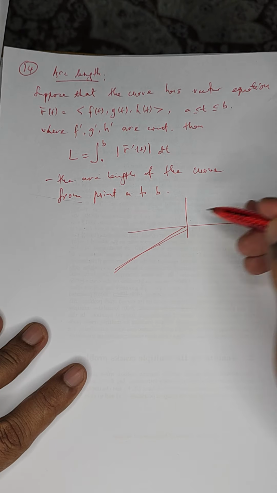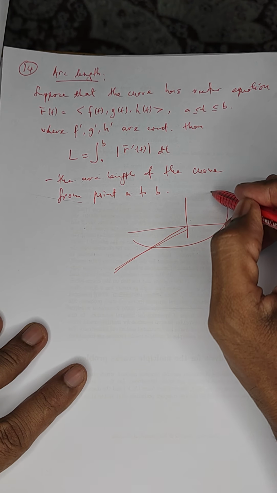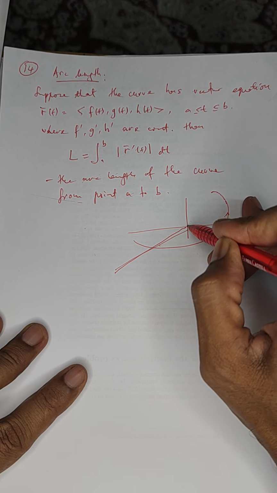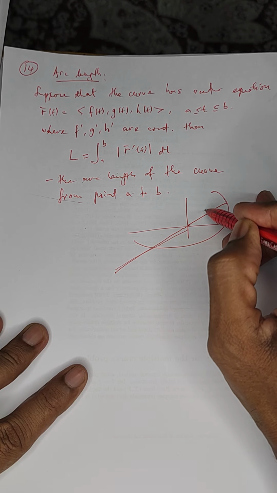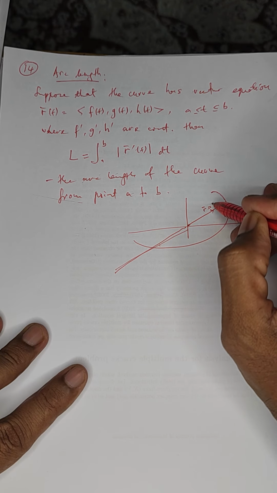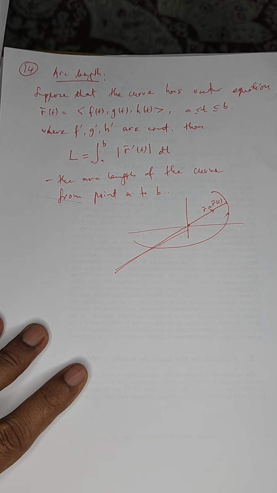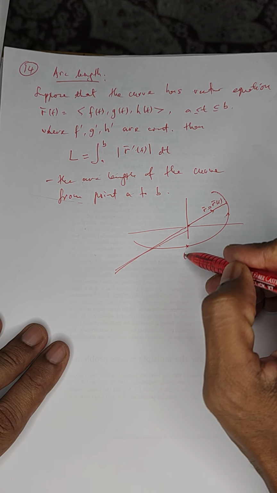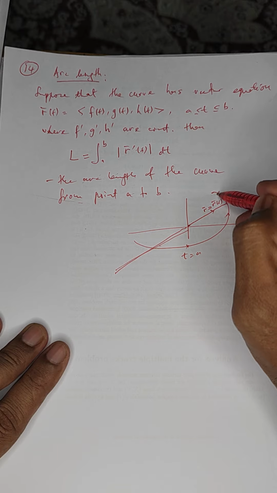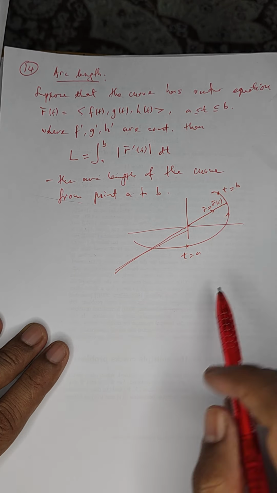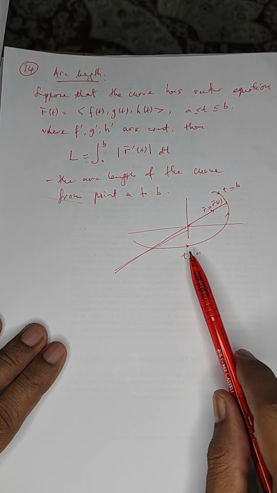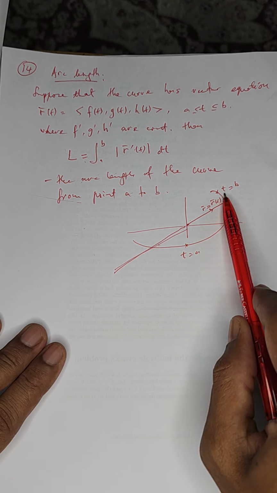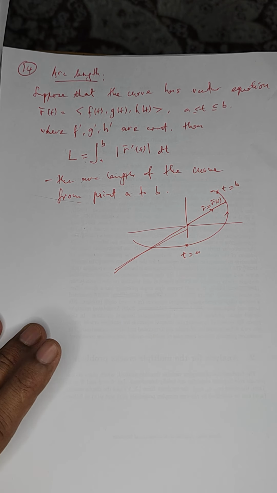If we draw this, just to give you a bit of an idea, this is your r(t), from some point, let's say a, to point b. So this length represents the length from point a to point b along that curve.